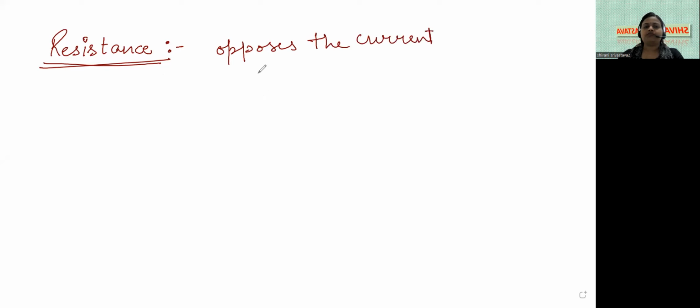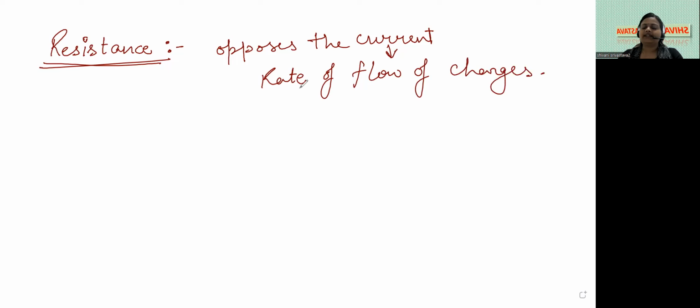Okay. So now what is current? Current is the rate of flow of charges. So what is meant by this rate? I can understand you are aware of this rate. This rate is not money. Rate means divided by time, or per unit time.